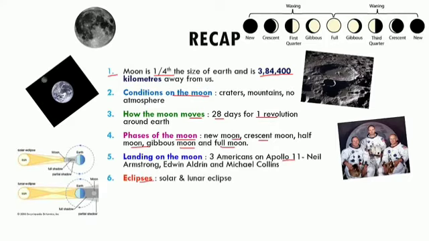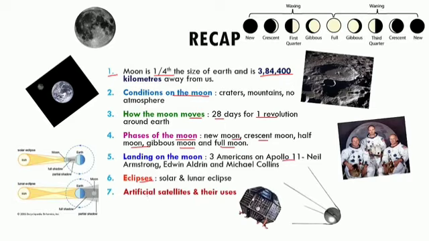Then we spoke about eclipses, where the Earth and the moon cast shadows on each other because of the sun's light. And we saw solar and lunar eclipses, where in a solar eclipse the moon comes between the sun and the Earth, and in a lunar eclipse the Earth comes between the sun and the moon. And we even spoke about what a total eclipse and a partial eclipse are.